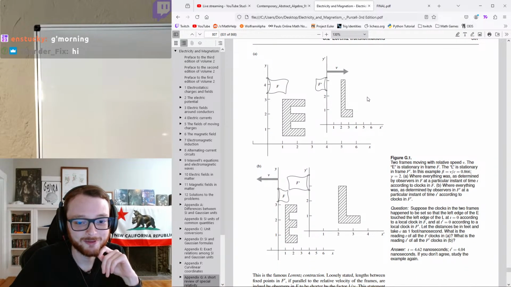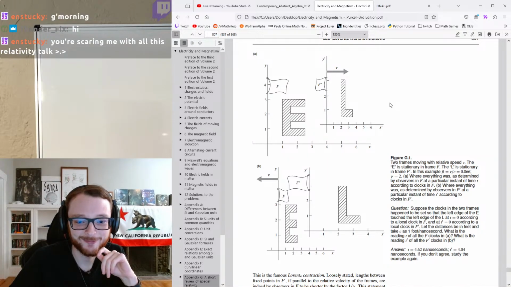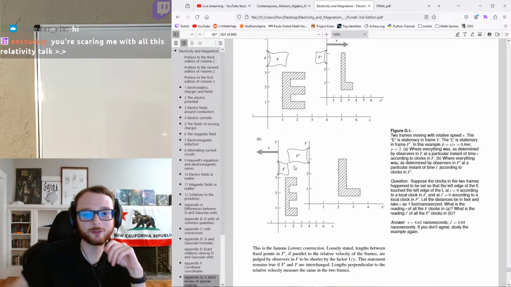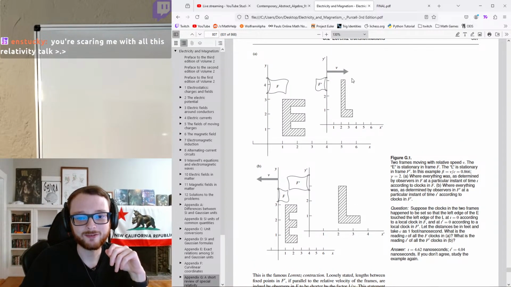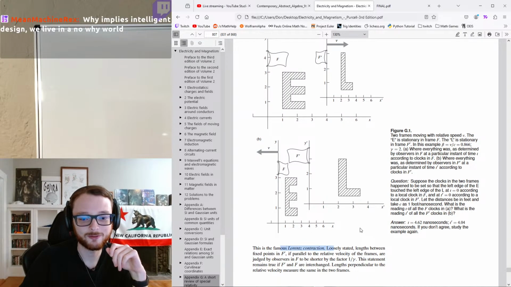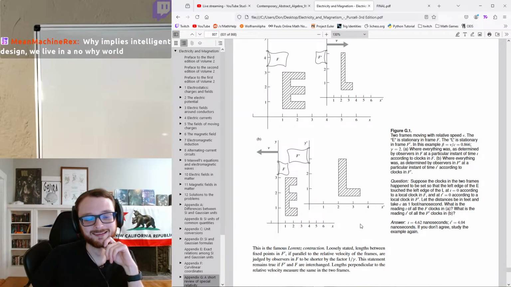Scare me with all this relativity talk. It's kind of cool though. It's really weird, but it's kind of cool. Oh, the figures represent it. I was literally wondering to myself last night why one of these is contracted in part A and the other one is contracted in part B, and that's because of the Lorentz contraction. They're actually showing that in the figure, I think. In part A, we're pretending we're in F. In part B, we're pretending we're in F prime.